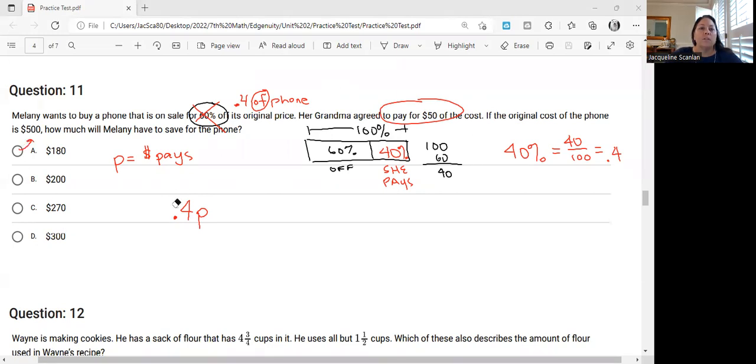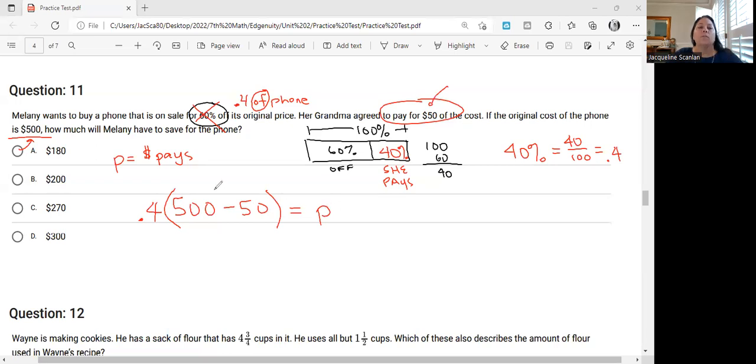So the easiest way to write this equation would be to work backwards, right? We're going to start with the $500 that the phone costs, but her grandma's going to pay for 50 of it, so we can subtract out that 50. And she is going to pay for 40% of this amount, right? So she's paying for 0.4 times this amount. And that's going to give us the amount of money that she needs to pay for the phone, P. This would be the equation that I would go ahead and solve.